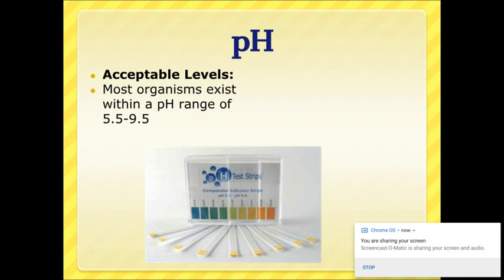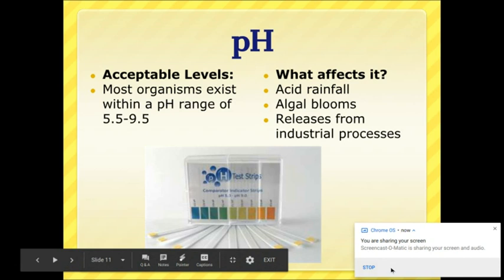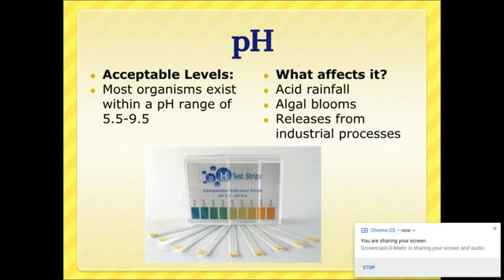So, what are some things that might change the pH and bring it into levels we don't want to see? Well, number one, it can be affected by acid rain. Okay. Also, algae blooms and releases from industry.